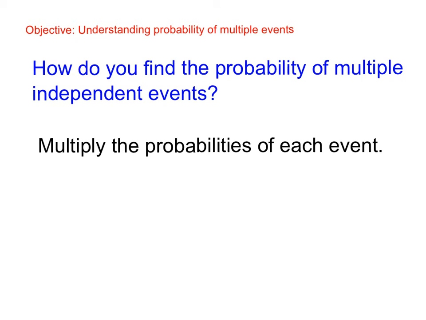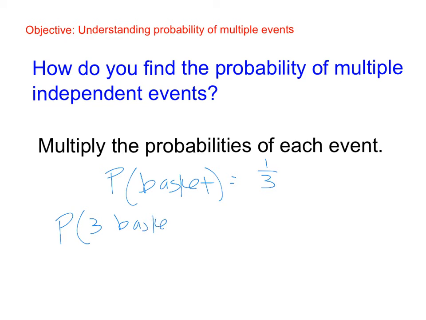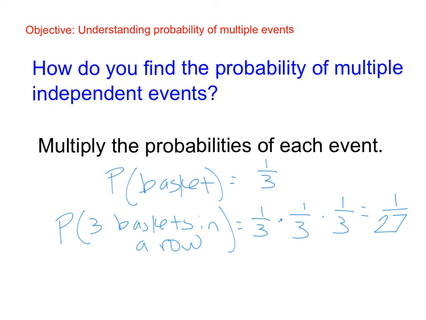We just multiply. So let's say the probability of Miss Fazone making a basket is 1/3. I make it a third of the time. What's the probability of me making 3 baskets in a row? That would be 1/3 the first time, 1/3 the second time, 1/3 the third time. So that's pretty low, right? 1 out of 27. So it's very unlikely I'd make all 3 in a row. I don't know what my actual probability of making a basket is. It depends on how far away I am.